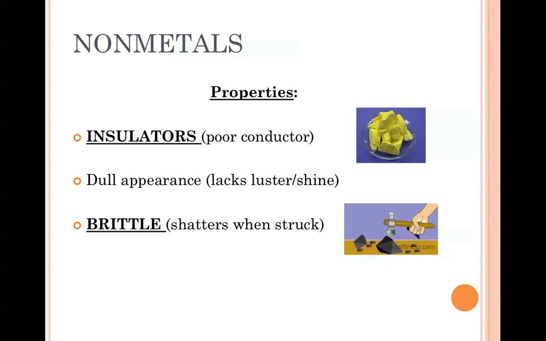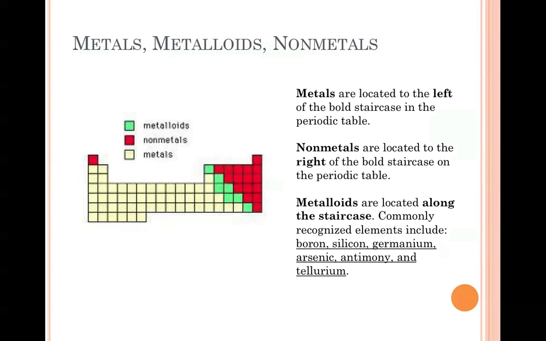Our nonmetal properties: they're insulators, which means that they're poor conductors of not just heat, but also electricity. They have a dull appearance, so they don't have any luster or shine to them, and they're brittle. So if we were to hammer them into a thin sheet or try and draw them into a wire, they're going to shatter when we apply pressure to them.